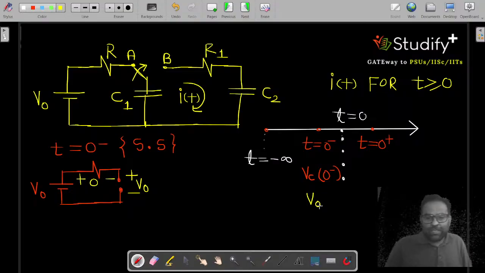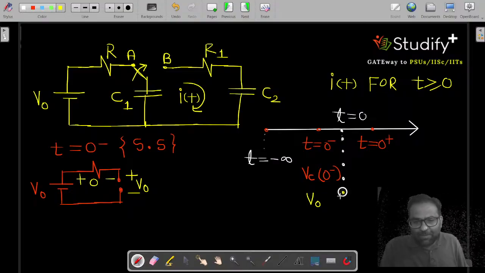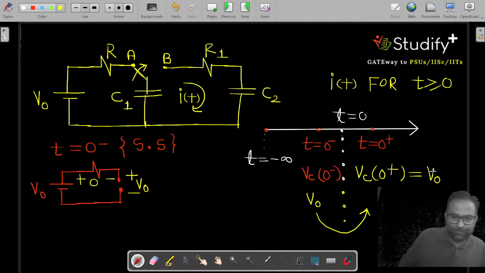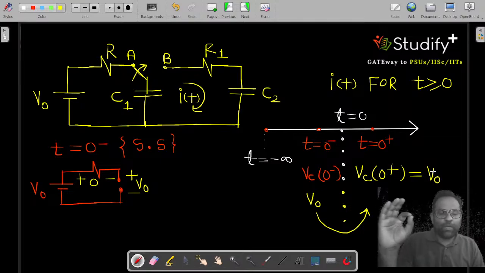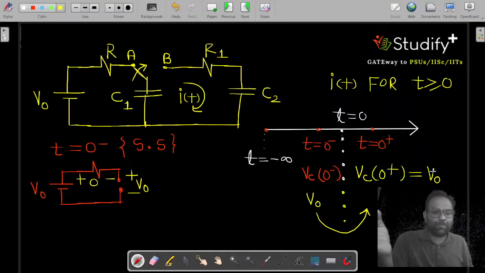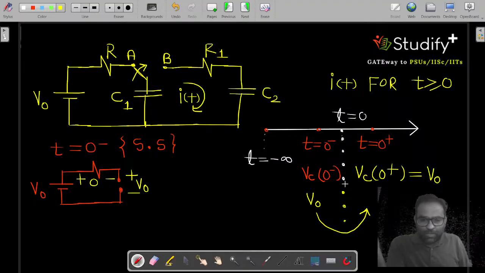And what I want to say is that suppose I am writing the differential equation for t greater than 0, then I can copy this value from here to here. This is the only thing I want to do: the value at Vc(0+) is also given by V naught. Yes or no? If this is okay with you, the only requirement of this analysis is to get the value at Vc(0+).